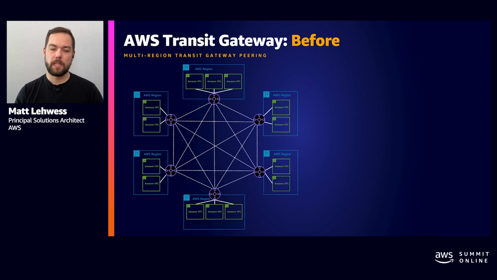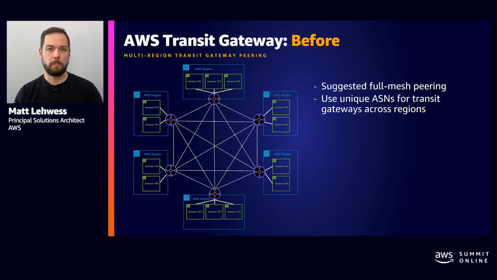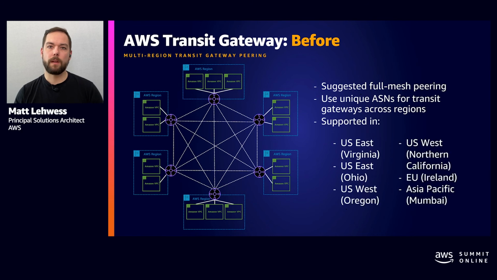And we've been pretty busy recently in that we support this in many more regions. So there's a couple of points here: we do suggest full mesh peering. We do suggest using unique ASNs when creating the transit gateway.